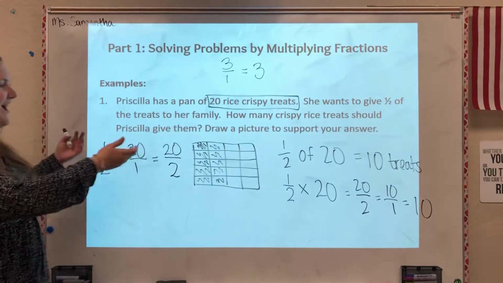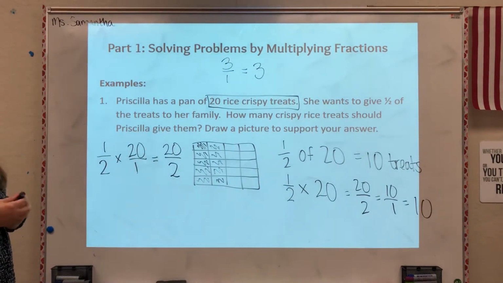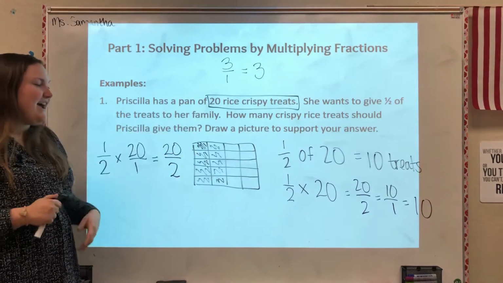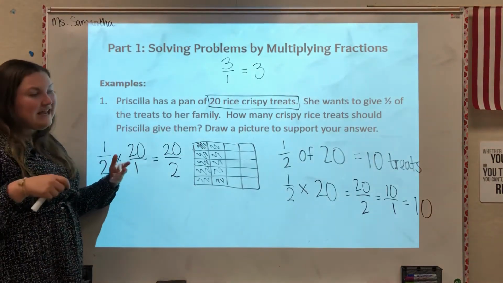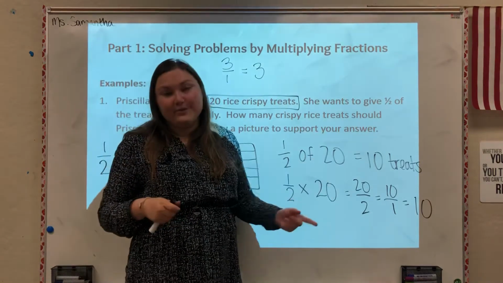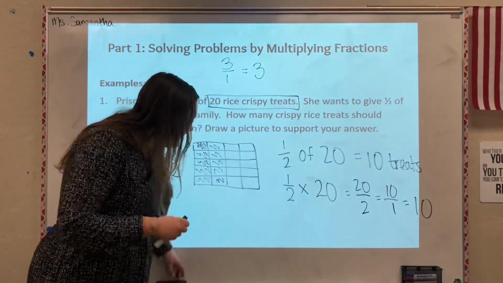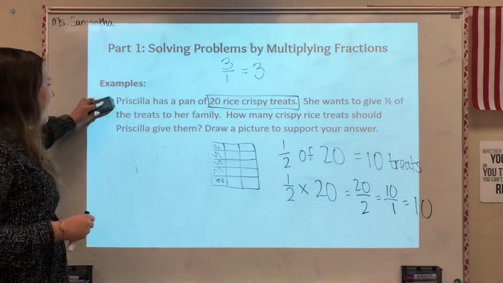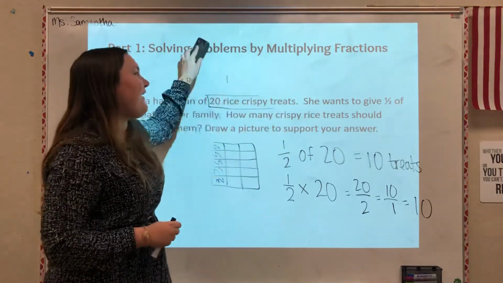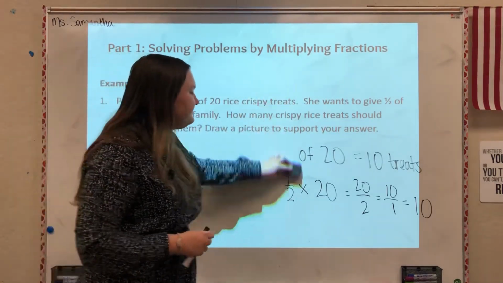Either way, we've got our answer. She could give 10 of those treats to her family. You could use this picture to kind of help you reason that out, or now that we know how to do the math, you could use that math. Got a couple more that we're going to look at for multiplying a fraction and a whole number.